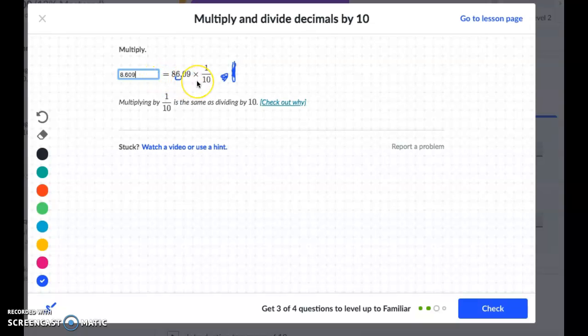8.609. Now that can be confusing because I just said that when we multiply, we move our decimal to the right. However, this is multiplying by a fraction, and so that's going to be changing how we do it. That means we're going to actually go to the left because, as you can read down here, multiplying by 1/10 is the same as dividing by 10, excuse me. So if we're dividing by 10, we're shifting that decimal to the left 1 place.